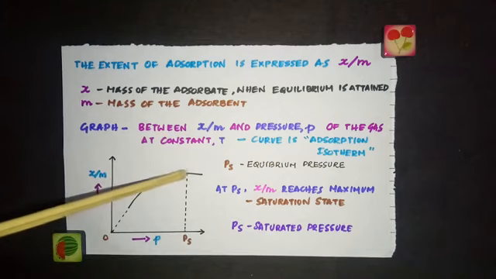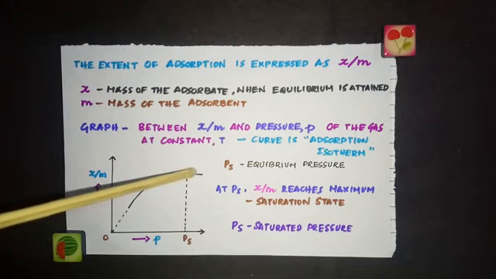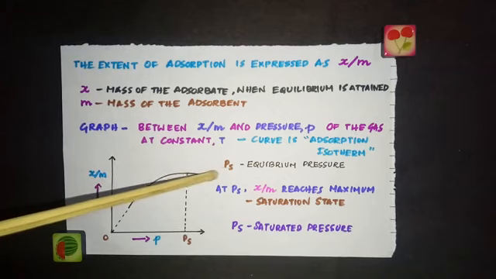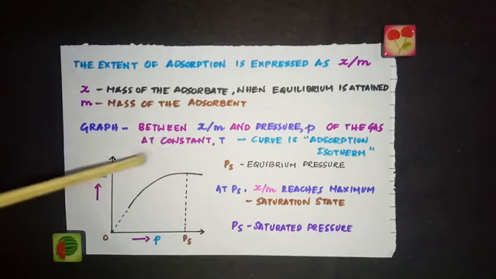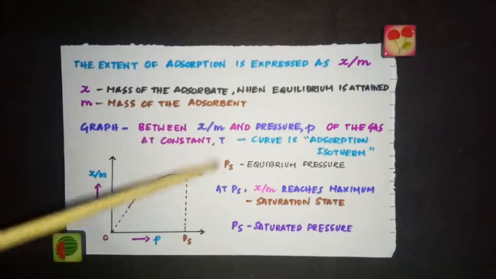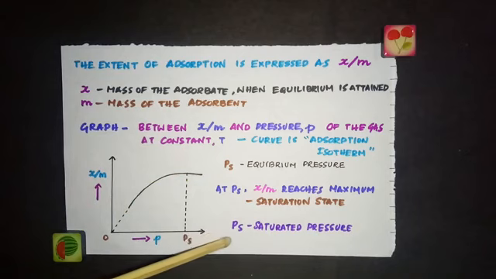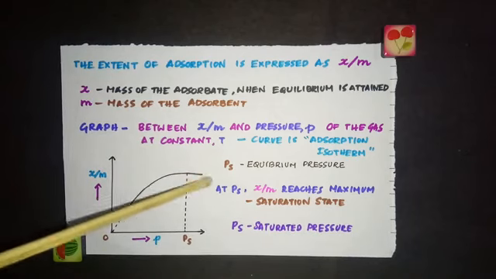Now at this pressure, which is called the equilibrium pressure, x by m reaches the maximum value, which means after that no more adsorption takes place. See, you are getting a constant curve, which means x by m reaches a maximum at this pressure and it is not happening anymore, which means adsorption is not happening anymore even if the pressure is further increased. Even if you keep on increasing the pressure, what is not happening?